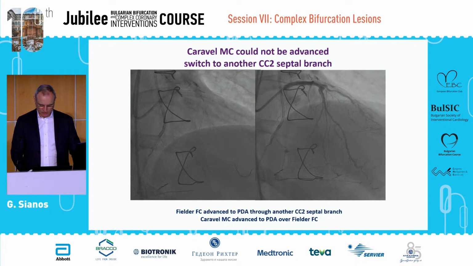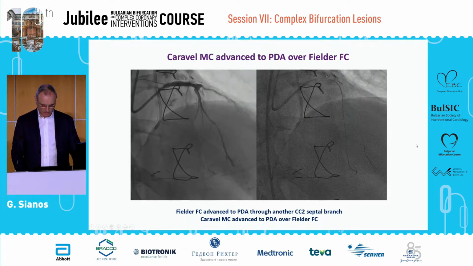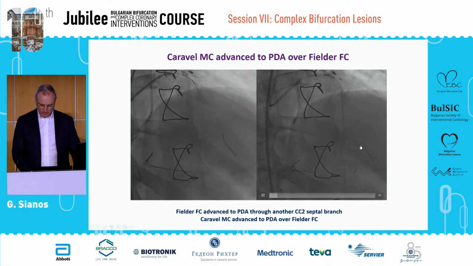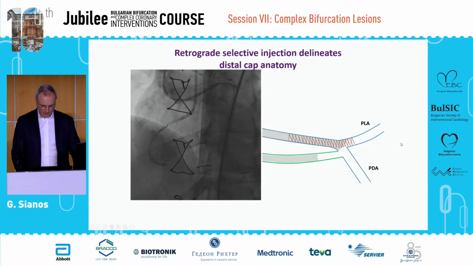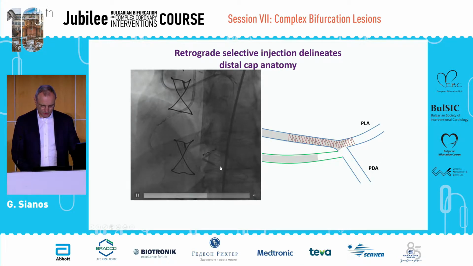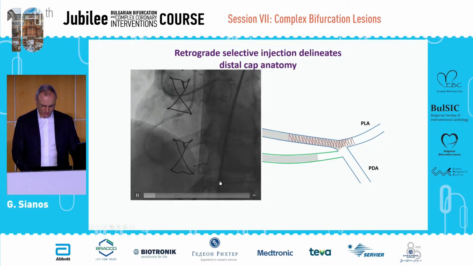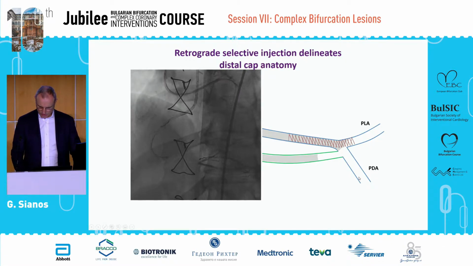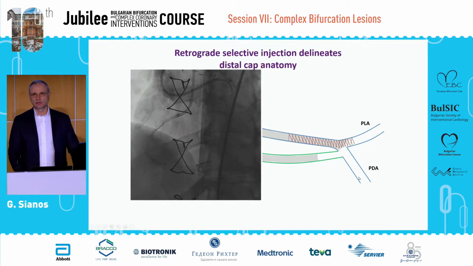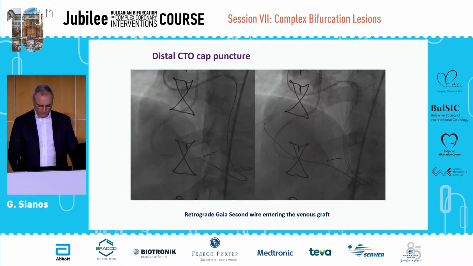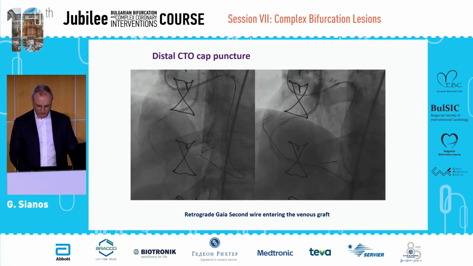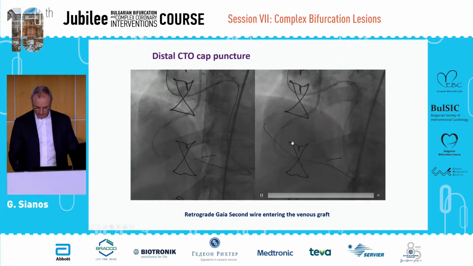And what you see here, retrograde access was performed. One retrograde didn't work. A second retrograde was necessary. And through that, we advanced the microcatheter. Here is a Caravel, I think, into the PDA. You go over there, and you make a tip injection. You see that the antegrade wire is subintimal, but the wires are going again because you do have a distal anastomosis. You do have a stent, and you see that this wire is going into the vein graft, the old stent of the vein graft here.